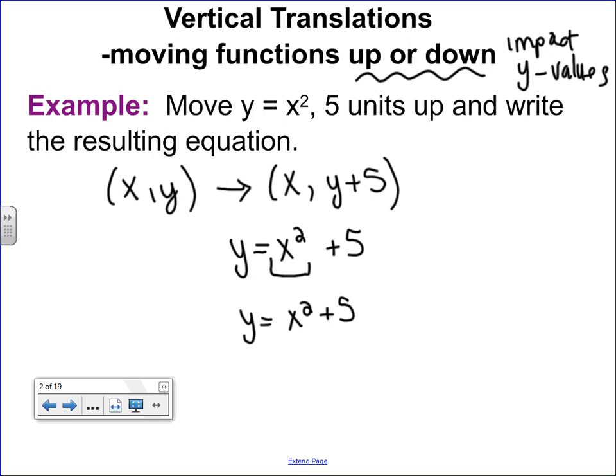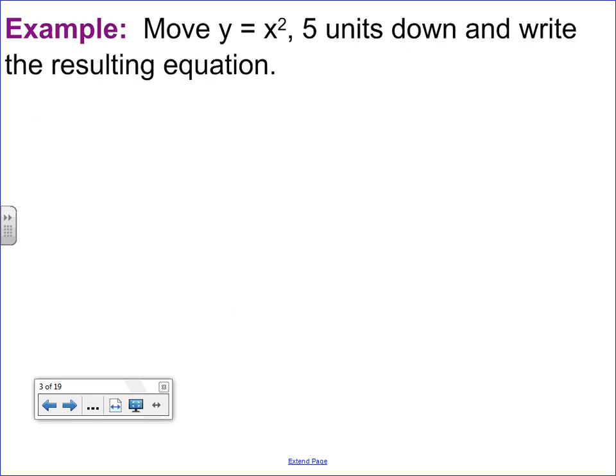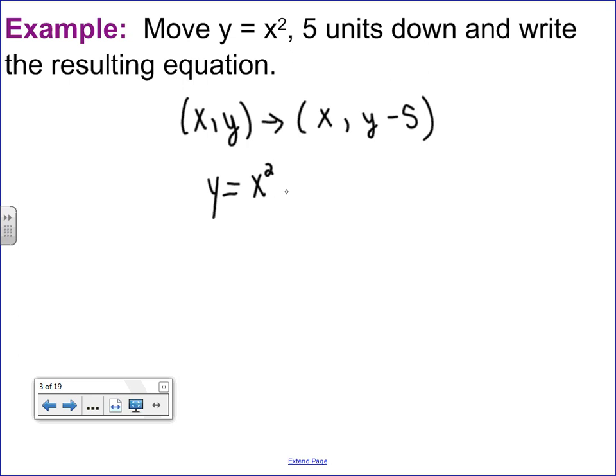Now let's try that for down. So I want to take the same graph, but this time I want to move it down 5 units. Since it is a vertical translation, again, in my mapping notation, x stays the same, and all my y values are going down 5. So back to my equation, y values are being impacted, and I have a y equals equation. So I'm going to take all of my y values, which is x squared, and move them down 5. So x squared minus 5 should move the graph down 5.